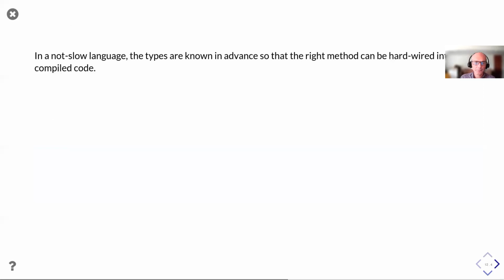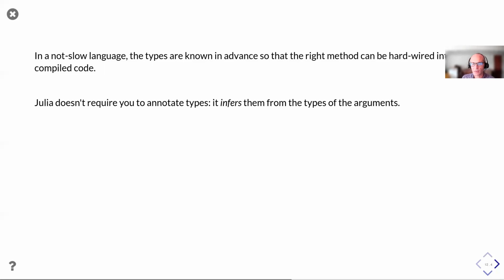In languages that aren't slow, the types are known in advance. In languages like C and Fortran, you actually declare the types, so you've essentially forced exactly what type each variable has. But in Julia, you don't have to annotate the types of arguments to functions, for example. In fact, our functions and methods can be written generically so that they work on many, many different types and then do the right thing at the lower level calls with each one of those types.